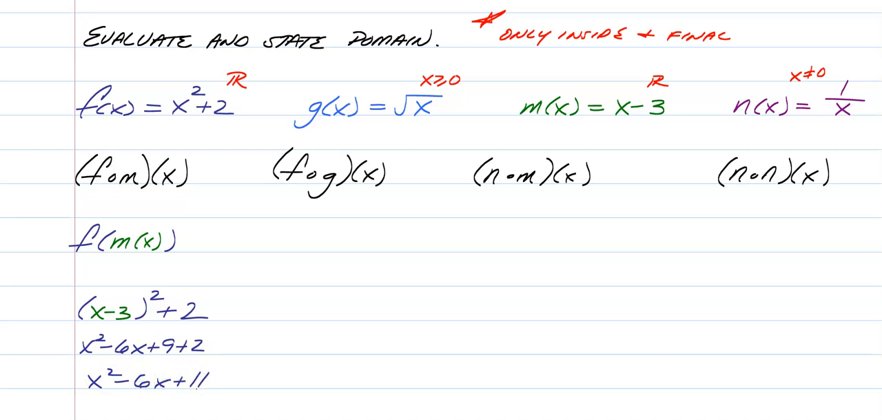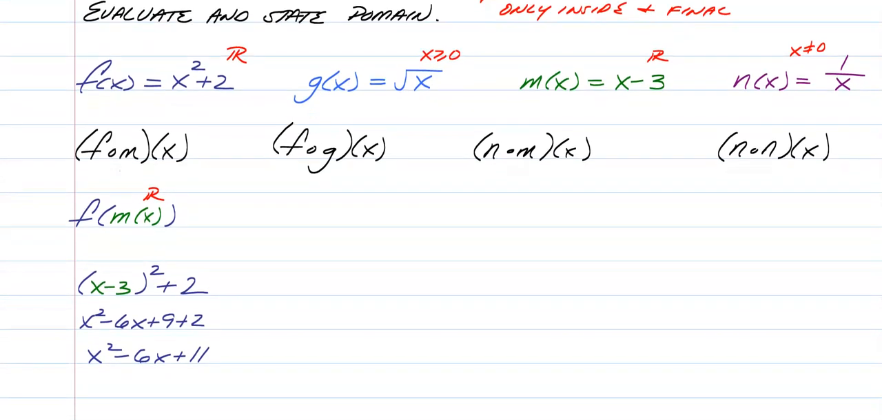So now, what is our final domain? The domain of m of x is all real numbers. That's what's going inside to begin with. And now you look at your domain of the final answer, x squared minus 6x plus 11. There are no even roots. There are no denominators. So the final answer is also all real numbers.